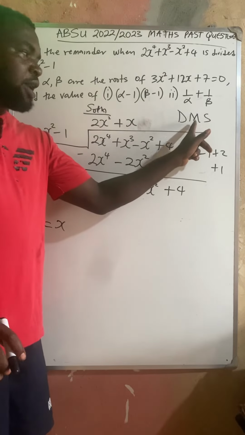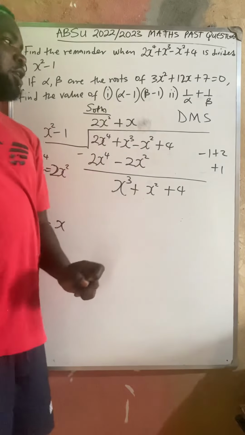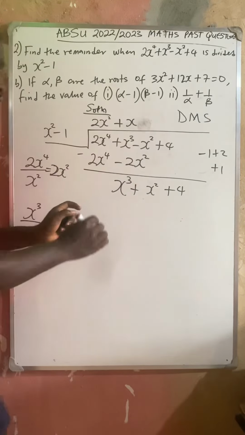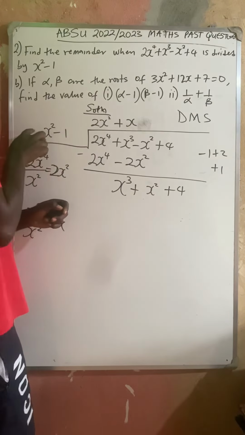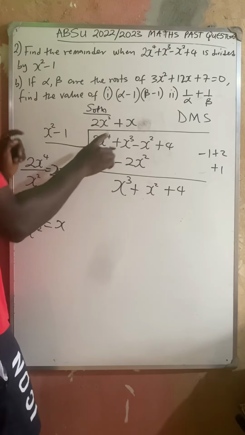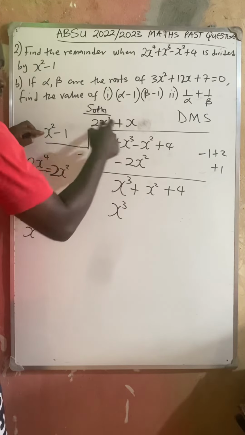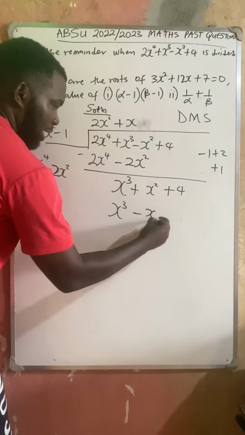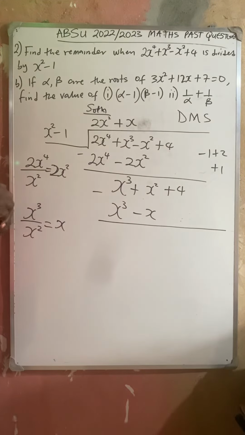Now M said, and don't forget, once you start your D, you must complete everybody. So M now said use the answer gotten from your division and multiply everybody in the divisor. This time this will give you x raised to the power 3. This time this will give you minus x. Are you there? So the next thing we do is we subtract.